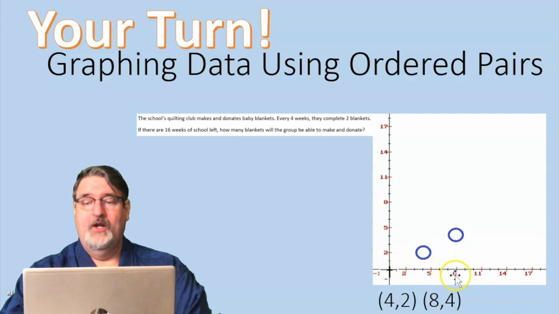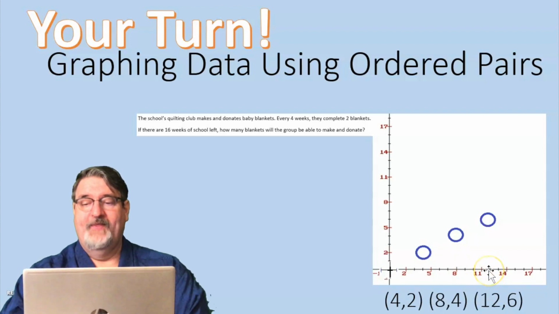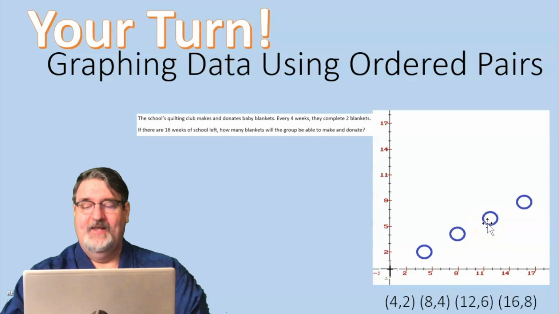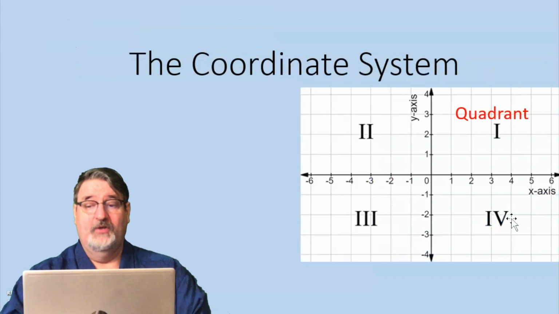On the next one, we go over 4 more. So that gets us to the 8 on the x-axis. And we go up 4 more. So they've now made 4 blankets. On the next one, we go over 4 more, and that gets us to 12 weeks. And when we go up, then we are at 6 blankets. And then finally, at 16 weeks, we can see that they have made 8 blankets. So your points right there look great. All right, we draw a line through it, and we can tell it's collinear.